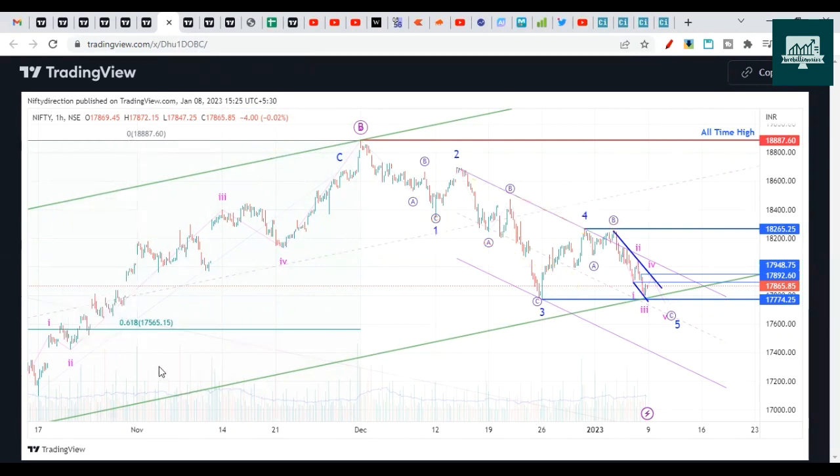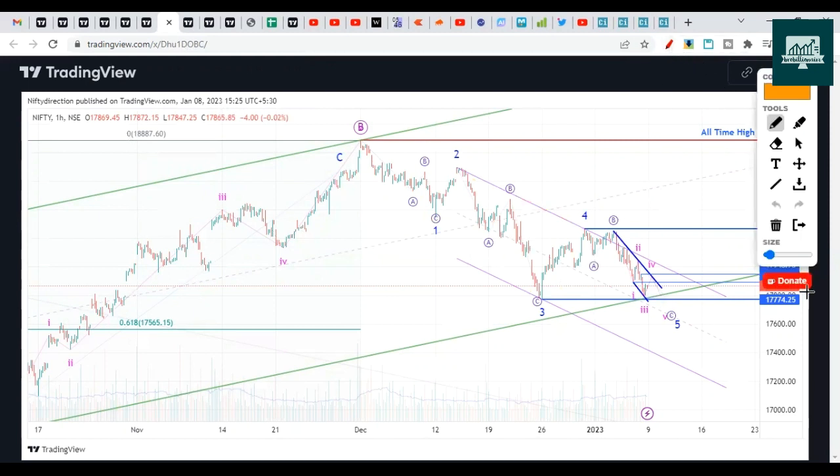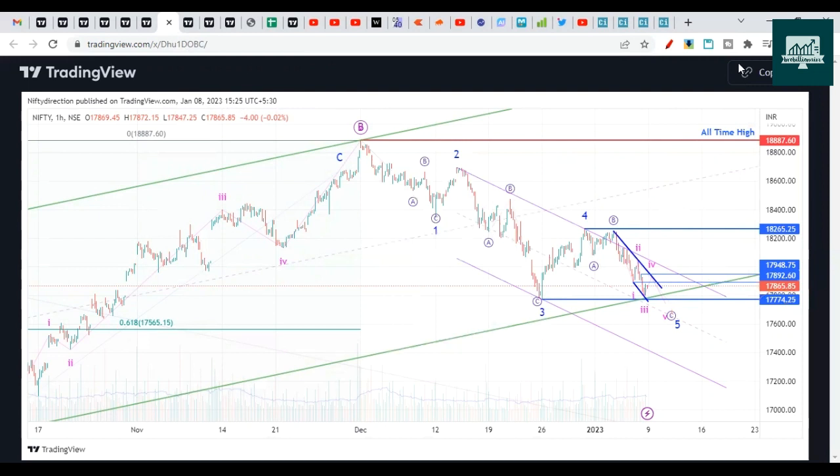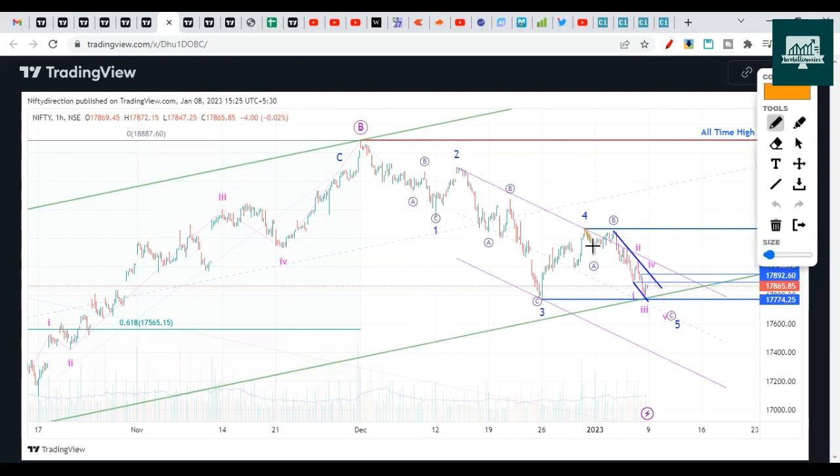So there is a chance that this pattern is going to go wrong as well, and we have another pattern in that case. Here we are assuming that Nifty will break this low 17,774 and then give a pullback. For that to happen, the labels we have here are wave A, B completed like this, and currently 1, 2, 3, 4 and 5 are in progress. So the final 5 waves are pending.